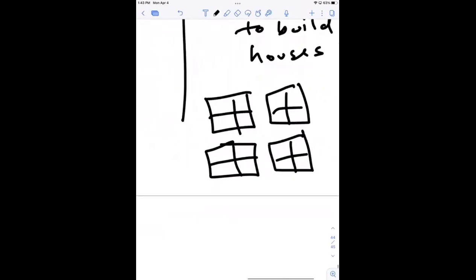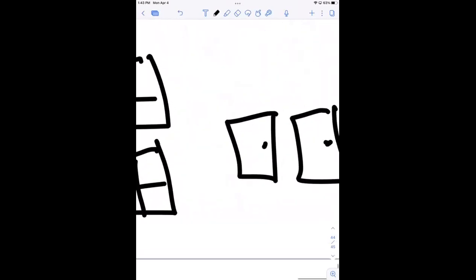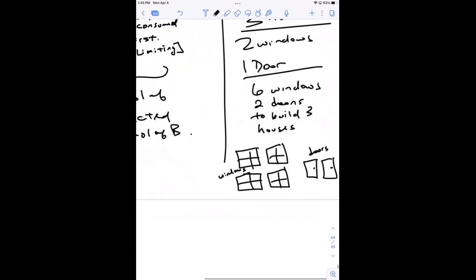Let me label them just in case you go back and look at the notes and ask, what is that? So this is windows, and these are doors. How many houses could you build if you have 4 windows and 2 doors? 2, right? You can only build 2.